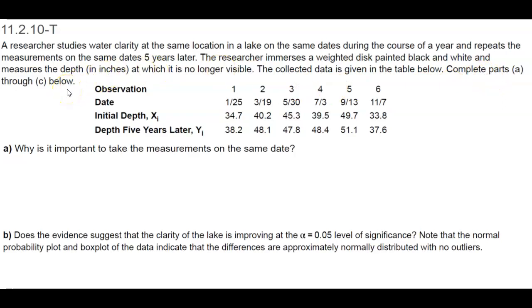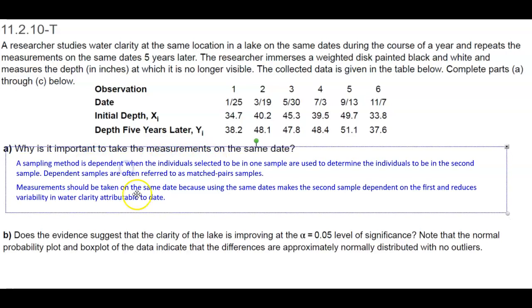Here's the observations. We have 6 observations. Here's the date. Here's the initial depth. And there is the depth 5 years later. Now in part A it says, why is it important to take the measurements on the same date?